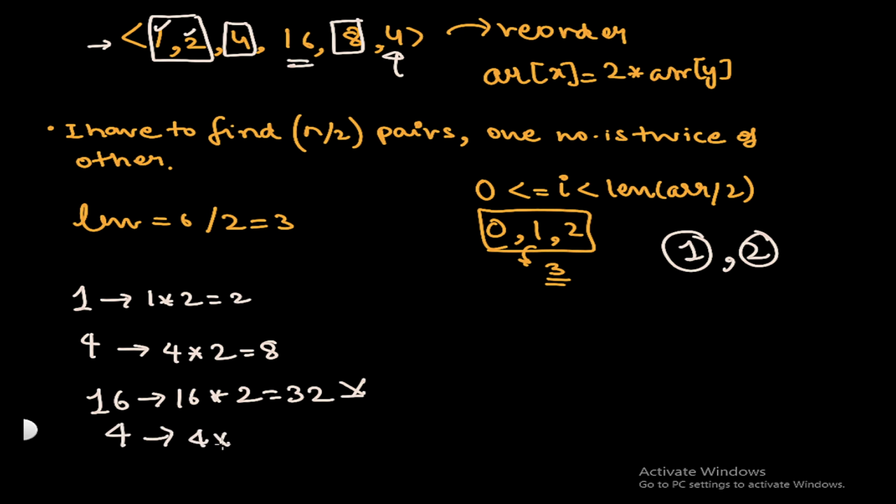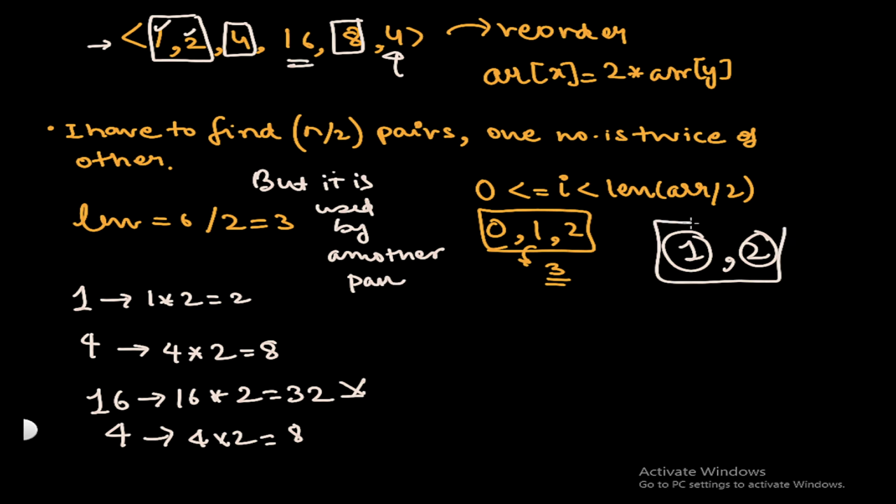The twice of 4 is 8, which is present in the array, but it is used by another pair. And we cannot use the same element again and again. So we can only form two pairs. So in this question, we should return false.